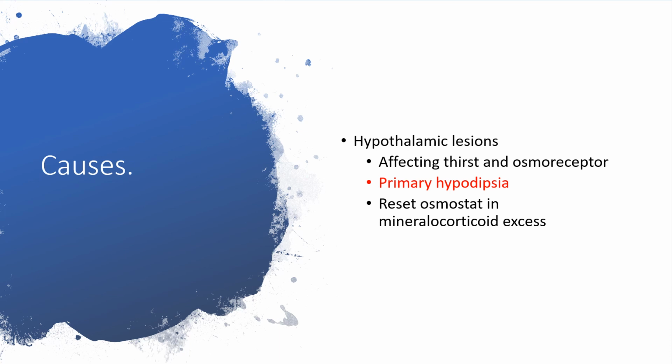Still on causes will be hypothalamic lesions affecting the thirst center and osmoreceptor. And of course, the primary hypodipsia. If you have followed my channel and you've listened to causes of hyponatremia, there I made reference to primary polydipsia. Now, this is primary hypodipsia, the opposite of what is causing hyponatremia. So this individual is drinking less water deliberately. Reset osmostat, and mineralocorticoids in excess.